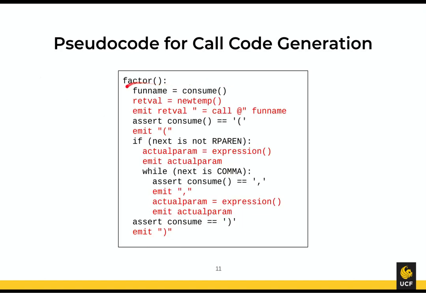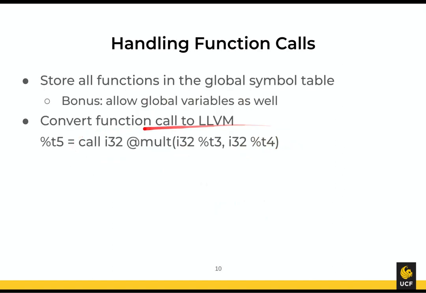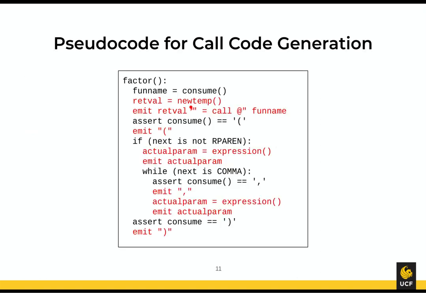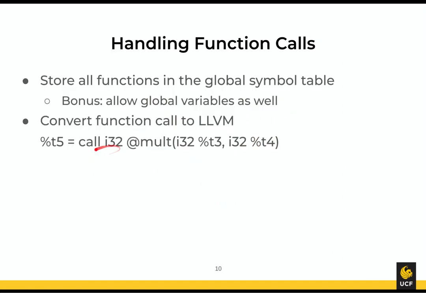When we see the function name, you'll have to do a little work to distinguish between variables and function names. I've simplified this a little bit. But we consume the function name and make a new register for the return value of that function call. Emit this call syntax. You just emit this exact call syntax, plugging in the variable stuff. So we emit the new register that we created, emit the syntax for doing the call, and you need to make sure you match the LLVM syntax.